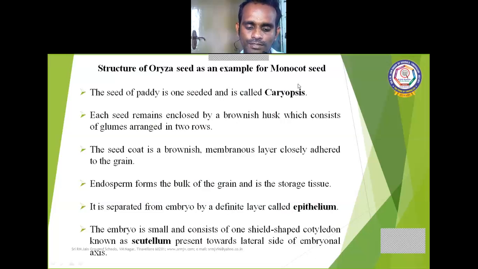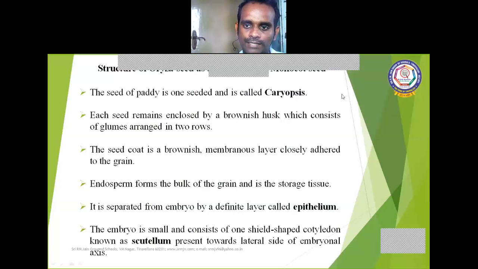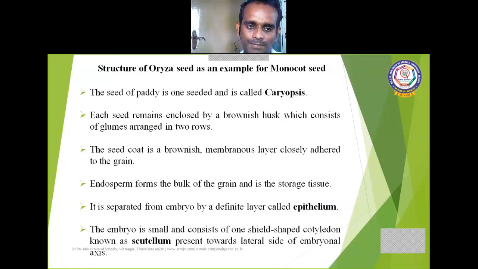What is monocot? Monocot is nothing but a seed which has only one embryonic leaf like structure. Once again I am repeating, monocot is nothing but a seed which has only one embryonic leaf like structure. Another example for monocot seed is maize. So Oryza is nothing but paddy plant.